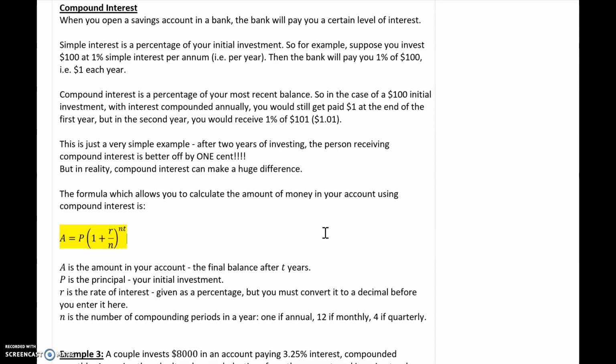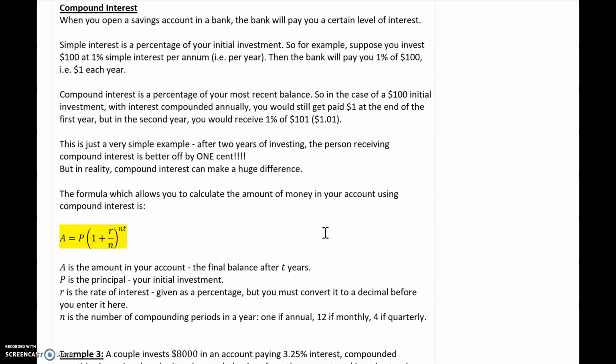Now, usually that's given as a percentage, but you have to convert it to a decimal. So let's go back to something like, I guess, 4th, 5th grade maybe. Converting percentages to decimals. Basically, you just divide by 100. Okay, so to convert a percentage to a decimal, you'll divide by 100.